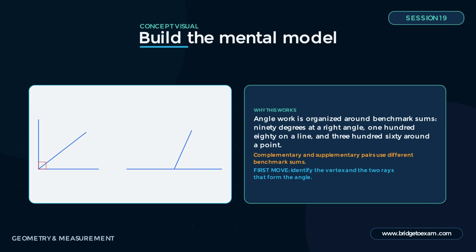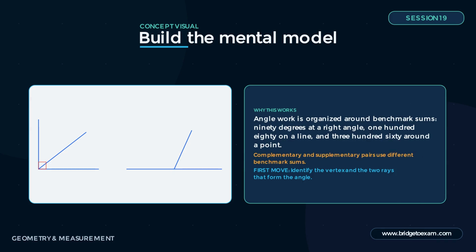Angle work is organized around benchmark sums, 90 degrees at a right angle, 180 on a line, and 360 around a point. Trust markings and stated relationships, not visual appearance. Diagrams are communication tools, but they are not guaranteed to be drawn to scale.